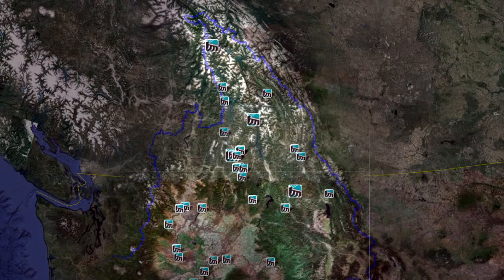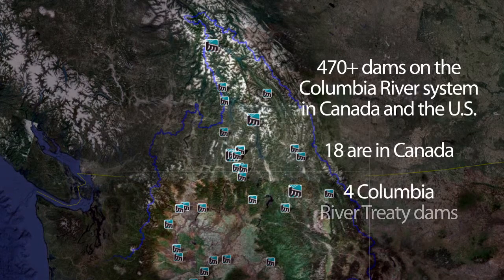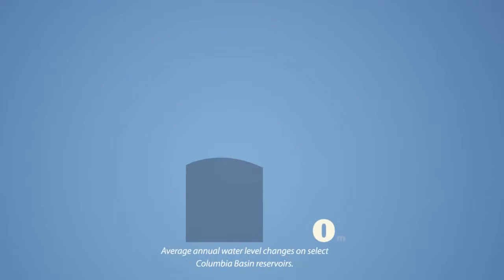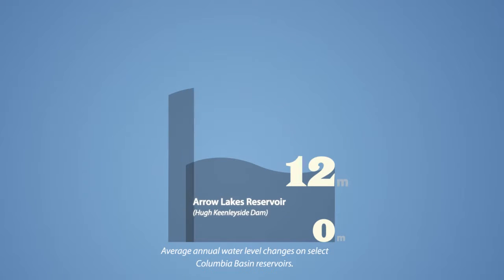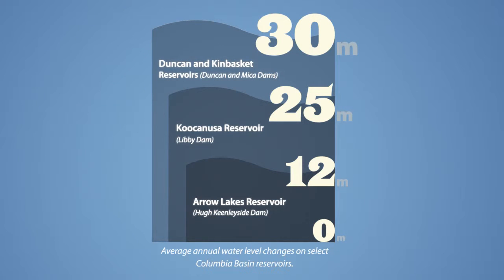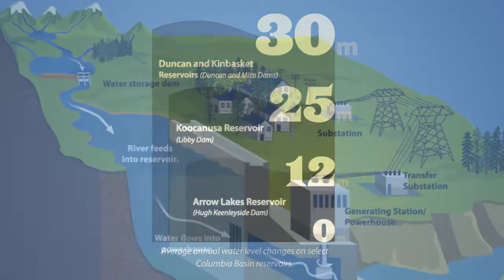The ability to store water in reservoirs behind dams means water can be released when it's needed for flood control, hydroelectricity, fisheries, irrigation, recreation, and transportation. Releasing and storing water to meet different needs at different times of the year means water levels fluctuate. In some cases, water levels can change by up to 30 meters per year. Depending on where you live, local water levels may change during the day.